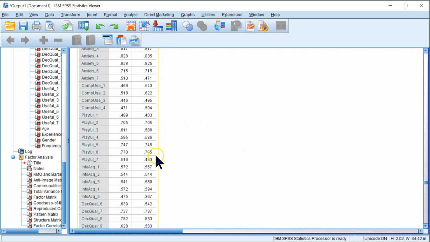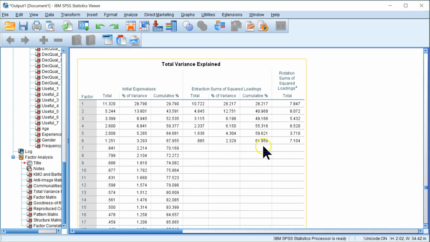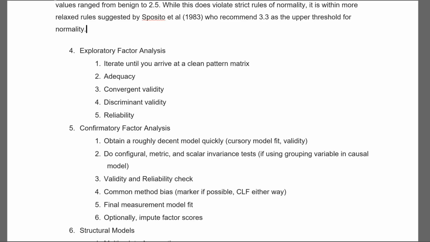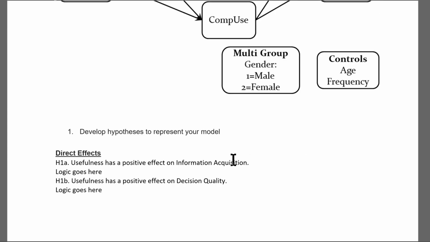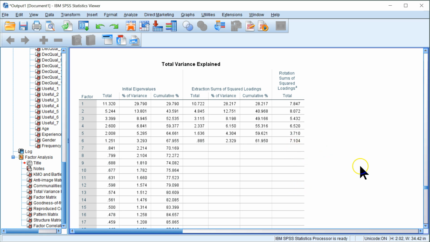Communalities, extraction column, everything's above 0.3 for the most part. Yes, so we're good. We extracted 6 factors. Did we expect 6? Let's go back to our model. Here it is. Did we expect 6? 1, 2, 3, 4, 5, 6. Yes, we did. Oh, that's actually very fortuitous.